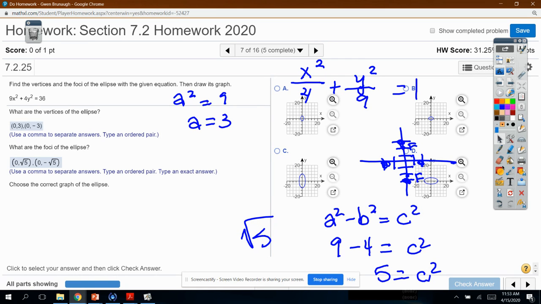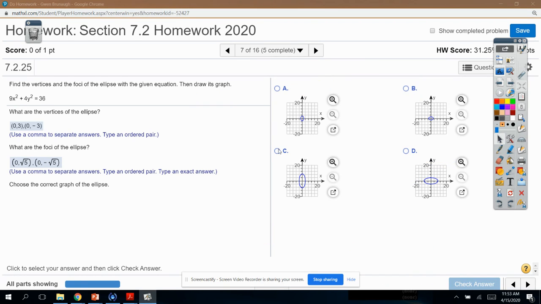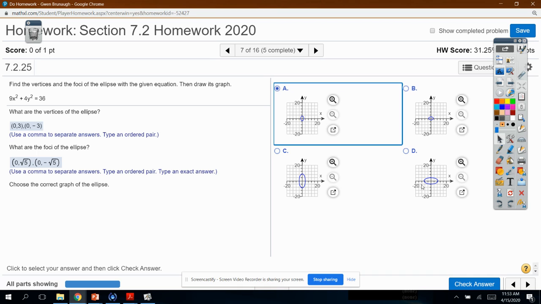And, oh, they do want to pick out the right graph. I kind of erased. Let's see what we got here. 0, 3, and 0, -3. Why would they go by 20s here? Okay, it's in the y direction, and it's going to be smaller. So the answer is going to be A.